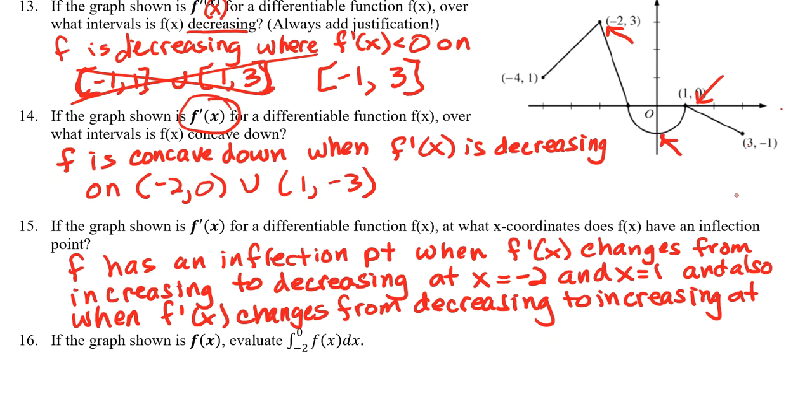And where does that happen? I think just at x equals 0. I think that should do it for that one.